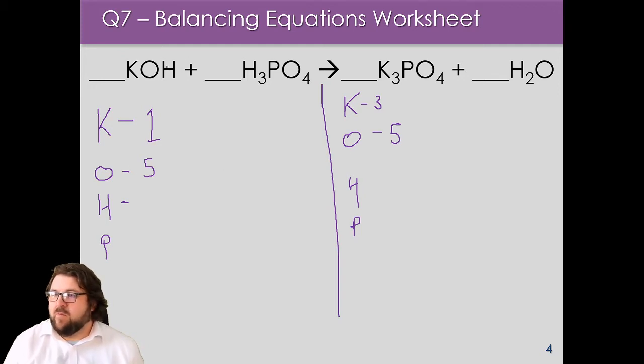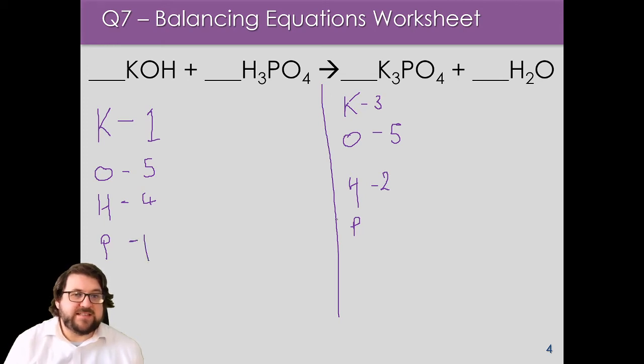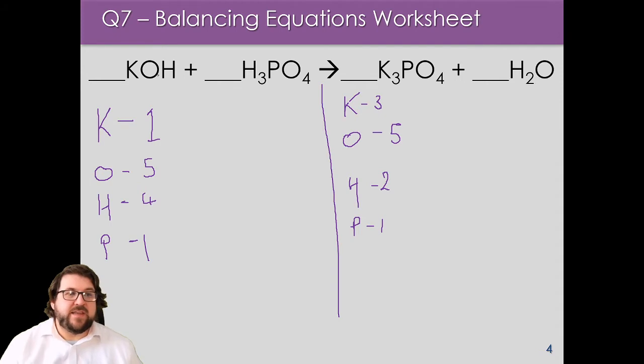Hydrogen atoms, I've got 1 in KOH and 3 in the H3PO4, gives me 4 in total. And on this side, I've only got 2 in the H2O. Phosphorus atoms, I've got 1 on this side and 1 on the other. So I haven't got any elements in this one. There's no formula that has only one elemental symbol in it. So that's a pain. Changing one thing is going to change everything.